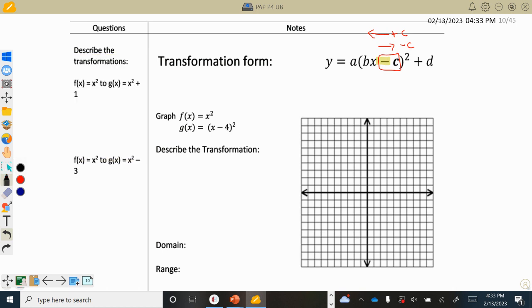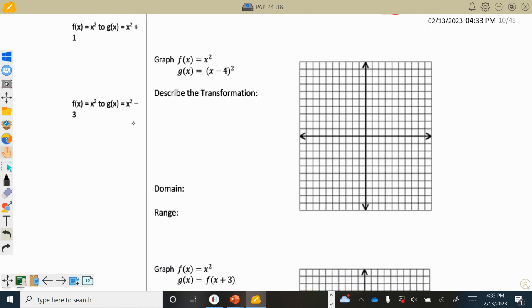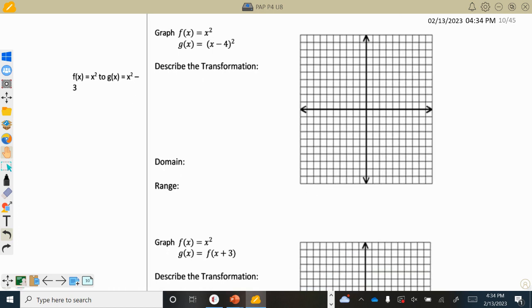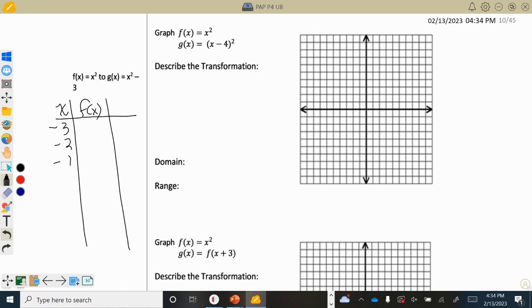First things first, we want to start with our parent function. So I'm going to write our parent function over here on the side. I don't have a lot of room to write my graph or my table next to my graph, so I'm going to put it over here on the left. X, our f of x. We're going to start with our same -3, -2, -1, 0, 1, 2, 3, and f of x is 9, 4, 1, 0, 1, 4, 9.